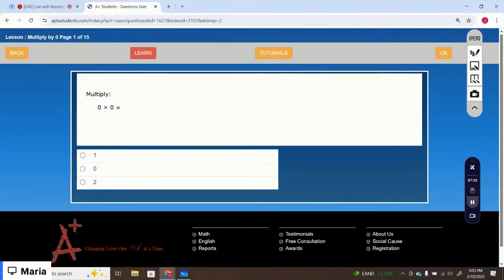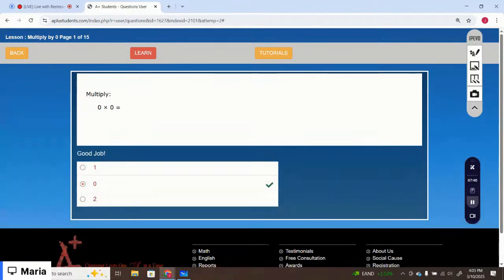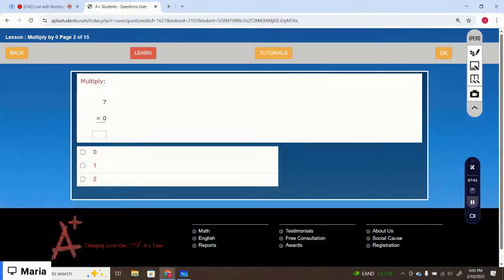0 times 0. 0 times 0 is 0. Option number 2 is the correct option. Seven times 0, which is the correct option. Seven times 0 is 0. Option number 1 is the correct option.